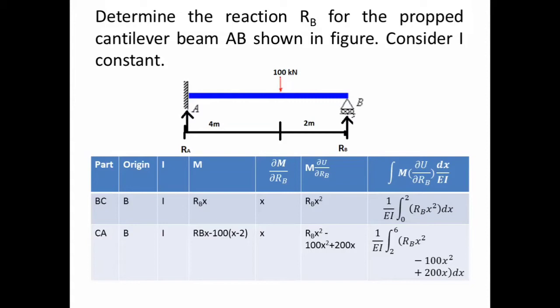Now, the next column is M into the partial derivative of M with respect to RB. So this multiplication is the column of M times the next column. So RB x into x is RB x squared. Simple.